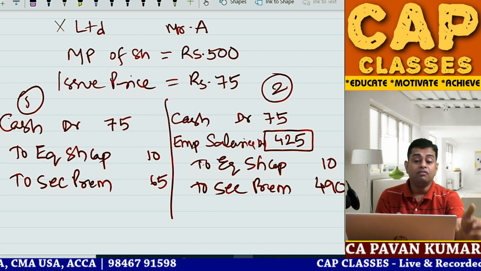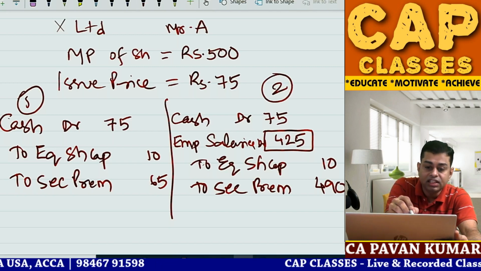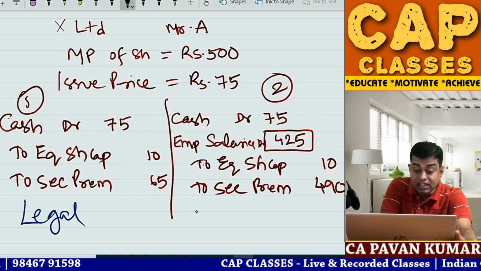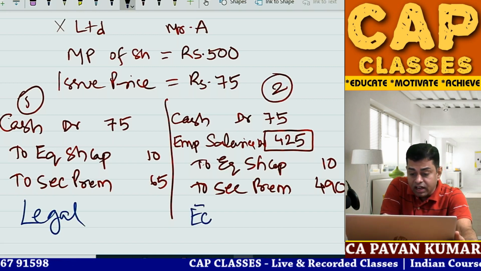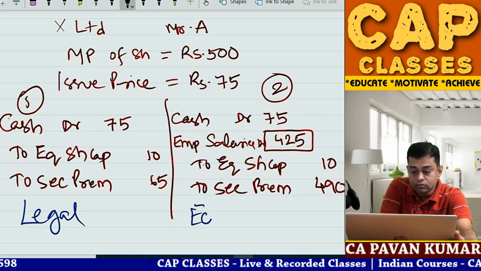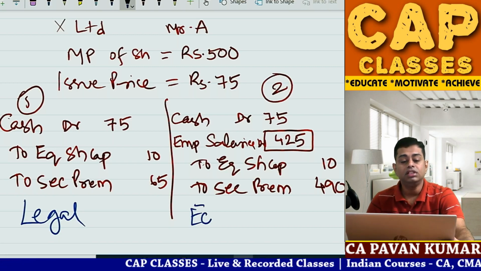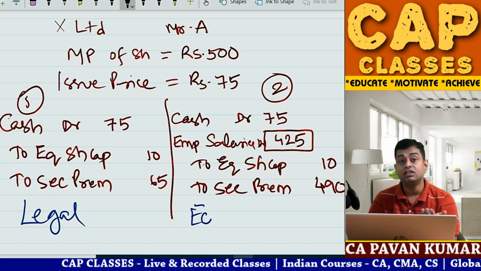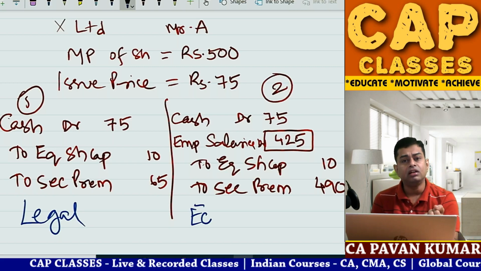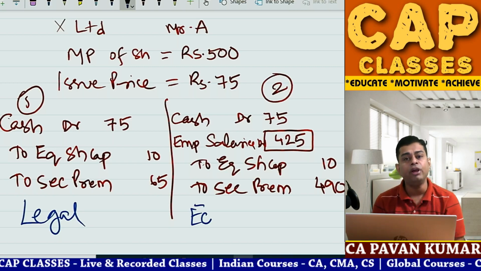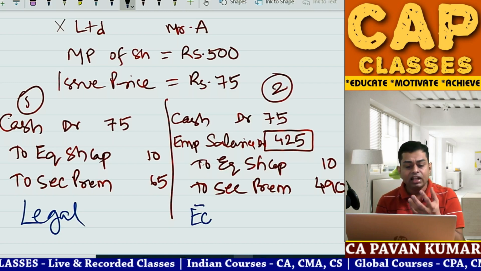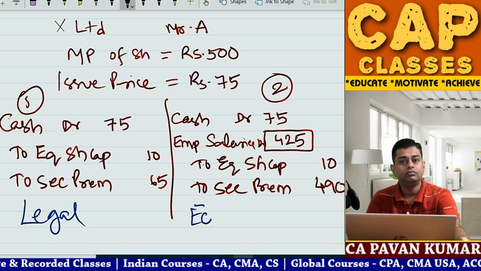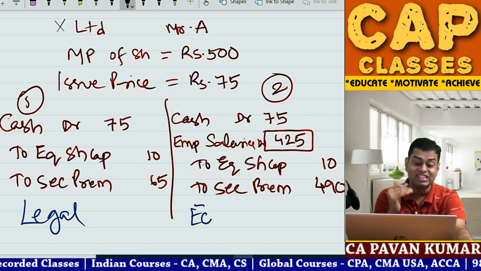Why? Basic common sense. This is legal reality. This is economic reality. Why am I issuing shares worth 500 to a person for 75? Is it that I love him? Is it that, out of my natural love, affection and fellow feeling I am giving this? Is it charity? Hello, even if you do charity also, one or two applies. That is a different story.